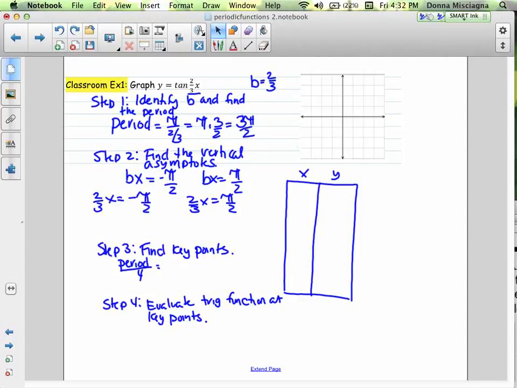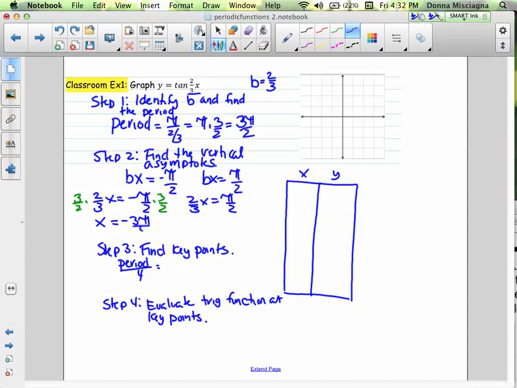So we're just going to multiply by the reciprocal here. So we'll multiply both sides of this equation by 3/2, right? And then we'll have an x on one side, and we'll have our vertical asymptote. Our vertical asymptote is going to be, we're going to have one at negative 3 pi fourths. Right, so let's put negative 3 pi fourths in our table. That's our first value, and we put an x there because there's a vertical asymptote. We won't be evaluating. There is no y value.